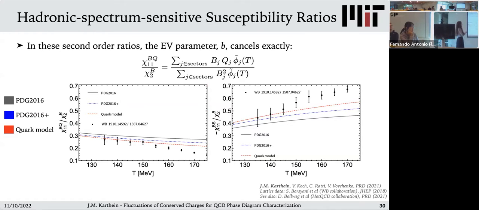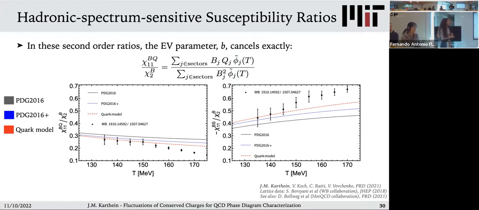So if we take these second order ratios, so mixed susceptibility over the diagonal one for baryon number, electric charge and strangeness, then we can see again which list best agrees with the lattice data for those results. The lattice data are here in black, and again these different curves are the different lists. And what you can see is there's no dependence, there's no band anymore, right? So the B parameter drops out exactly when I have these types of ratios. I'm just taking these derivatives, and all that I get down when I take those derivatives are the different constructions. So that's very nice.